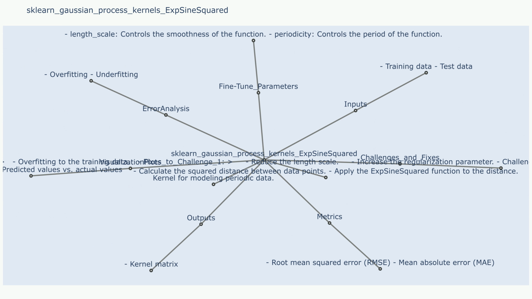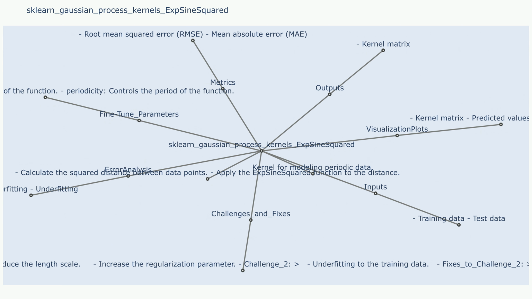Steps: calculate the squared distance between the two input points, (x1 - x2)^2. Divide the squared distance by twice the squared length scale, (x1 - x2)^2 / (2 * length_scale^2). Take the exponential of the result, exp(-(x1 - x2)^2 / (2 * length_scale^2)).